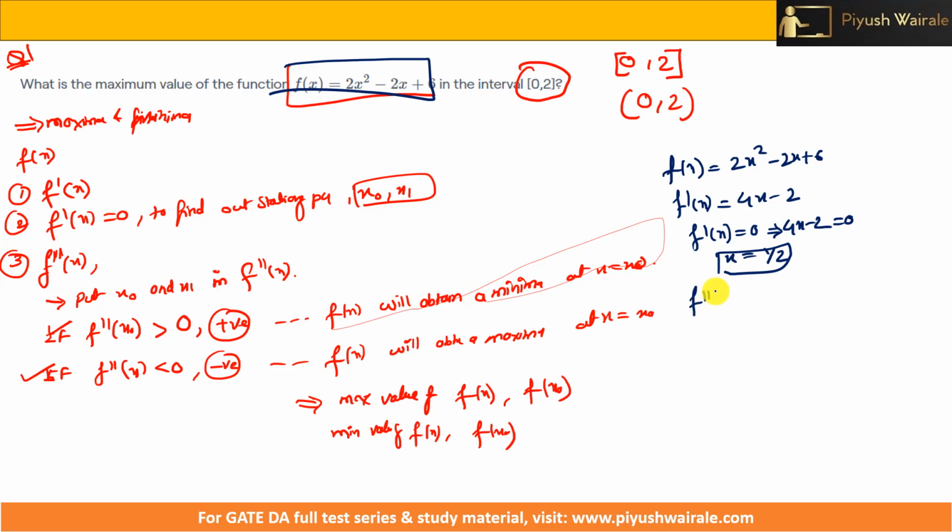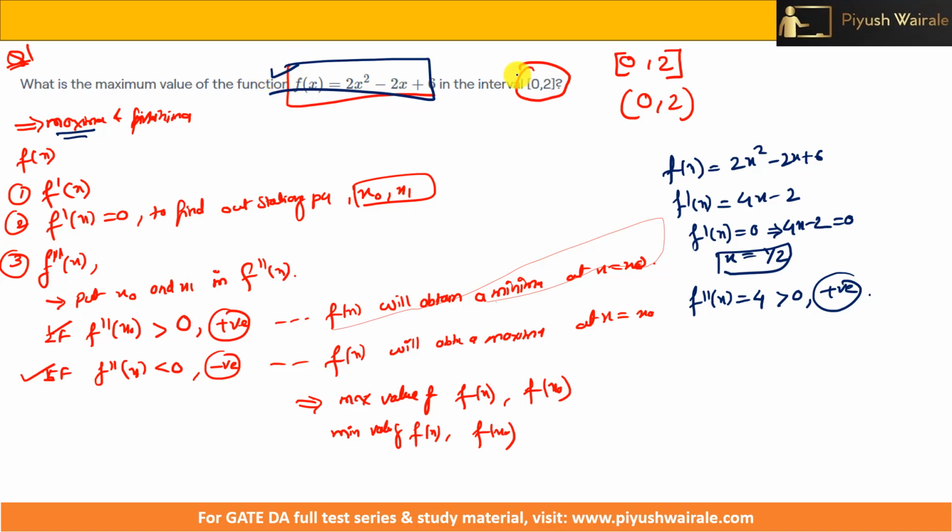Now again differentiate f dash of x. So what will I get? 4 only. Okay, so this is positive. It is greater than 0 irrespective of the value of x, right? This is positive, so it means my f of x will attain a minimum value at x equals 1 by 2, right? So here I will not get the maxima for this particular expression.